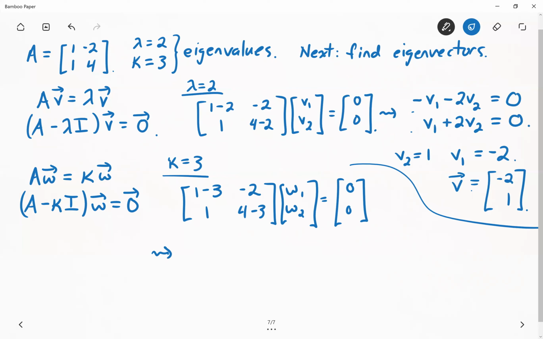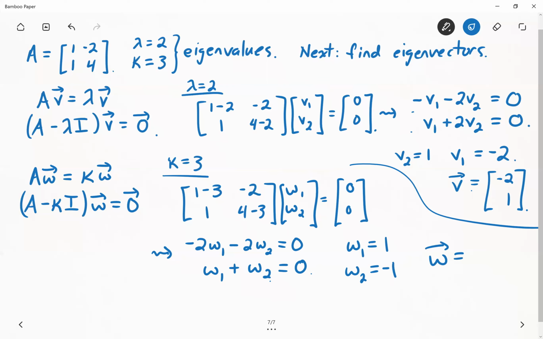So we're going to go ahead and turn this into a system of equations. We'll have negative 2W1 minus 2W2 equals 0. Then the bottom equation will be W1 plus W2 equals 0. And as usual, a sign that we're on the right path here, the first and second equations are redundant. The first equation is negative 2 times the second equation. So that's good. We'll pick some nice simple values here. Maybe W1 equals 1, W2 equals negative 1. And that gives us our next eigenvector, the eigenvector associated with kappa. W is 1, negative 1.